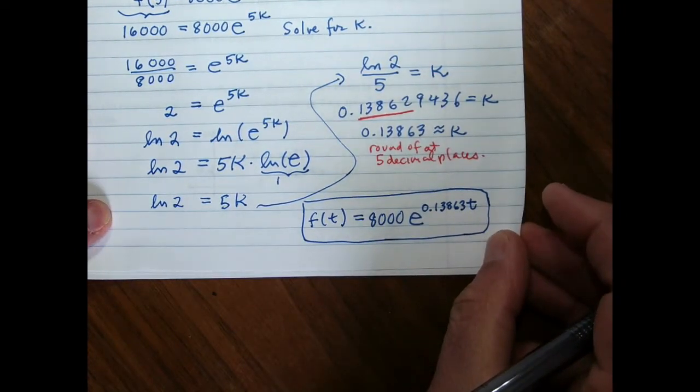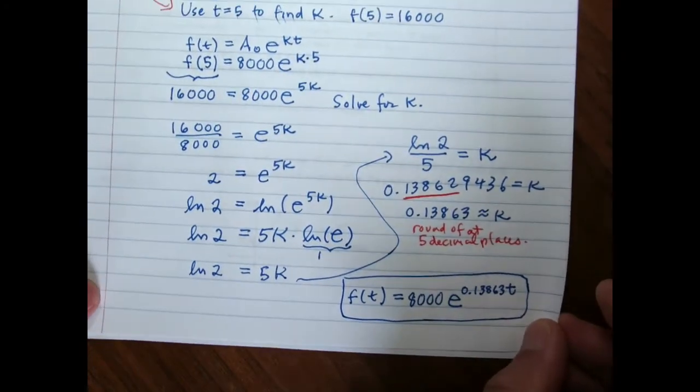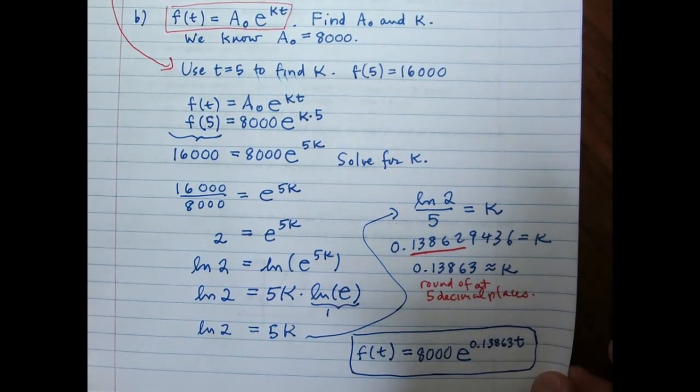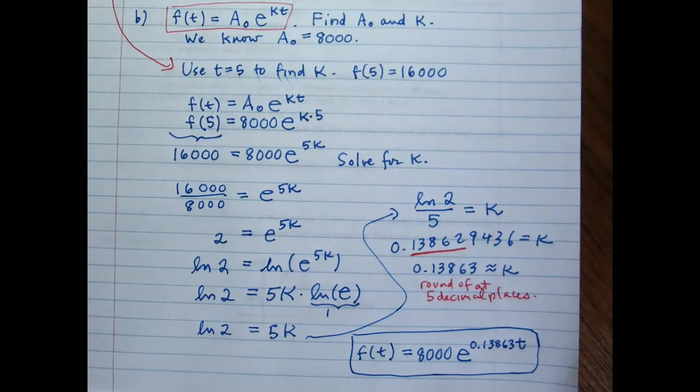the 0.13863 t. Okay. And that's like a big deal, this part B, to take that given information about the doubling time and turn it into this exponential function, f of t.